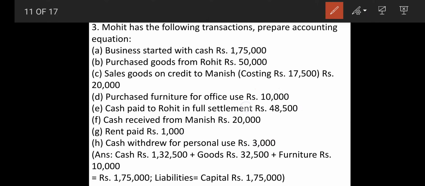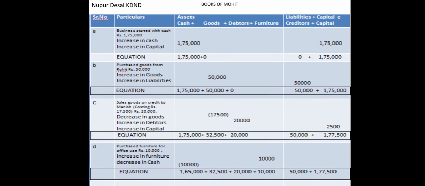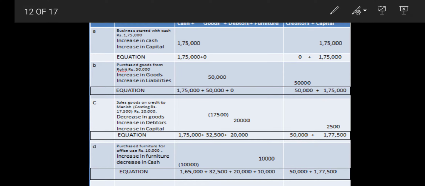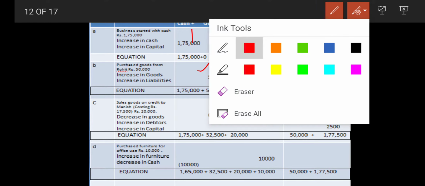So now switching towards the format, you can see the format, books of Mohit, same pattern, same manner, serial number, particular, assets, liability plus capital. So in this very first transaction, which is very much understood by you people, business started with cash rupees 1,75,000. So increase in cash and increase in capital. So 1,75,000 plus 0 and 0 plus 1,75,000. Right? So this way the first equation is set.